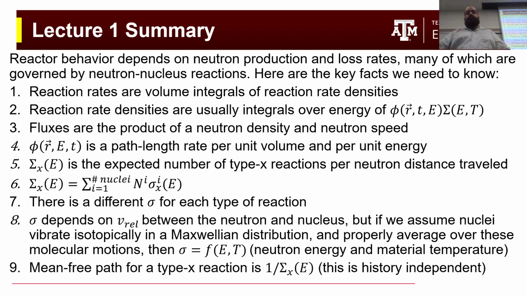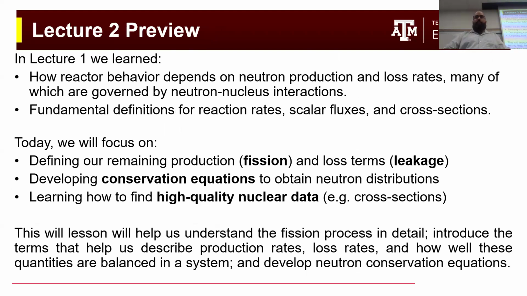calculations. And then in lecture two, we're going to talk more about fission, and we're going to talk about using these definitions to start building up conservation statements for neutron populations. And that's what we're going to be talking about today: using those equations to develop some equations to get reaction rates that we can use to set up conservation equations to find neutron distributions.